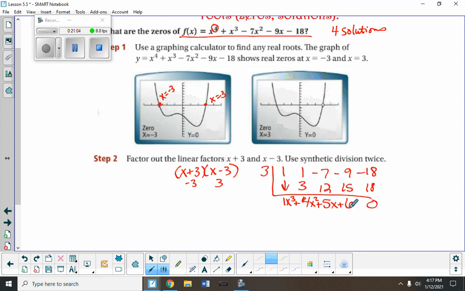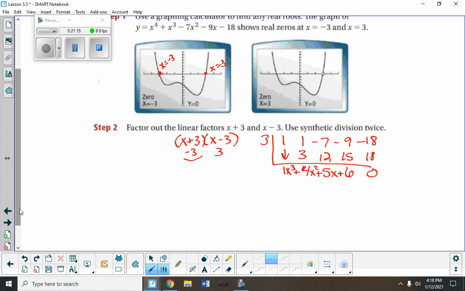Now, we're not down to a quadratic, which means we have to do this process again with another number. And we know that negative 3 also works. So when you do this process, what you want to do is take that number and divide it into the new polynomial.